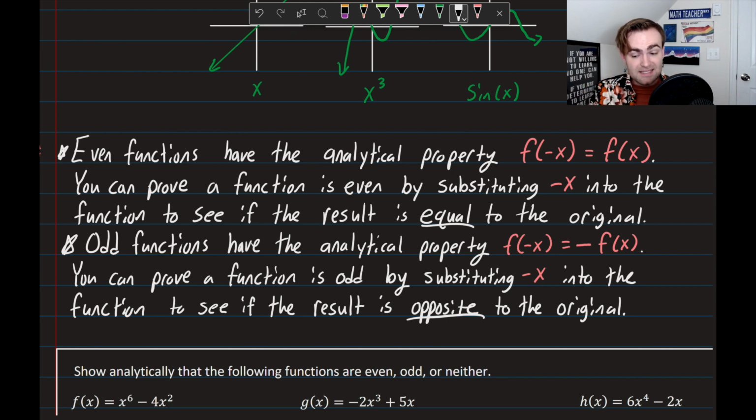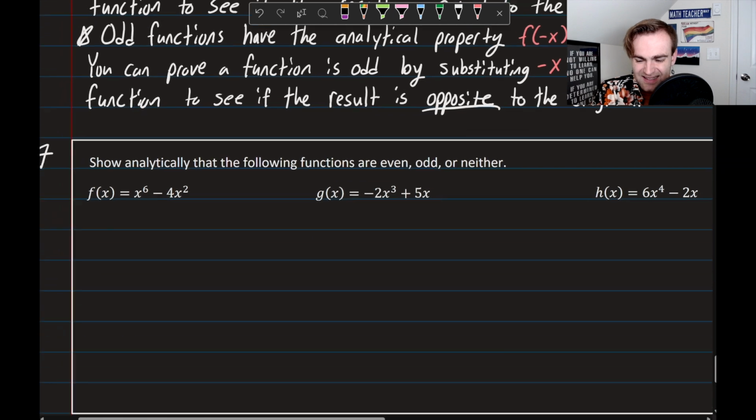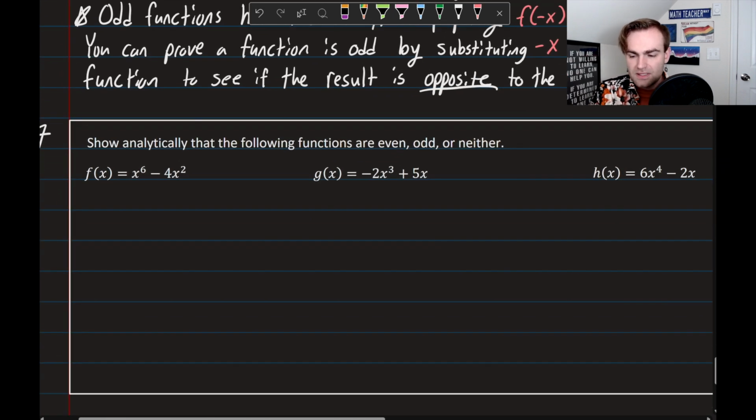Odd, how I would test odd functions, is I would do the exact same test. I would substitute negative x into the function, and if I get the negative version, the opposite version of the function I started with, then that function is odd. So let's show analytically whether these are odd, even, or neither.